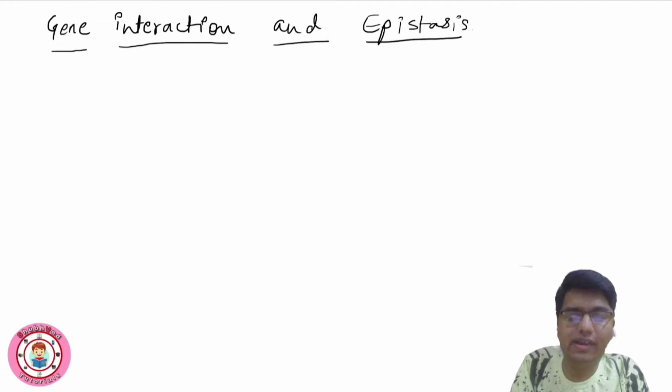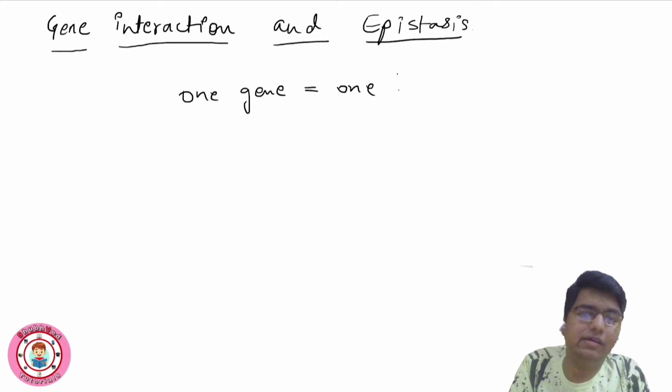So what is gene interaction? Actually, the first important thing is we have to understand the dihybrid cross, and Mendel's laws basically. What does it tell us? One gene is responsible for one trait, right? This we understood from Mendel's laws.